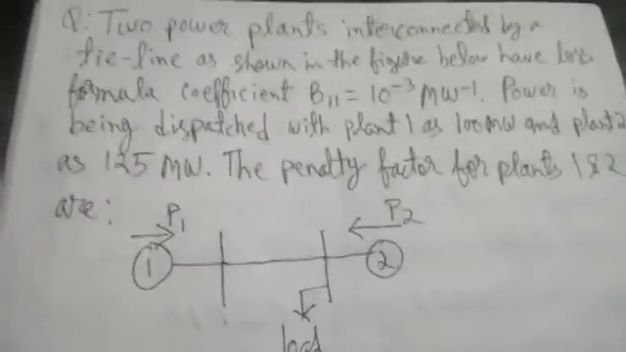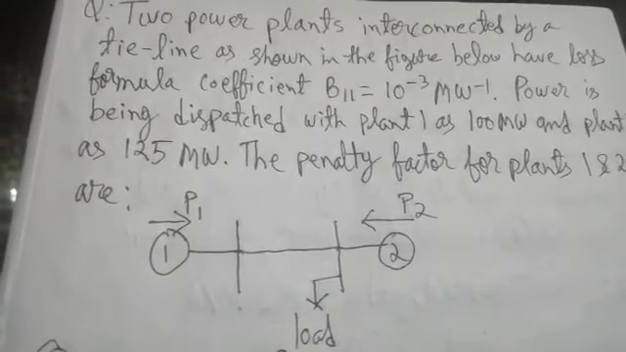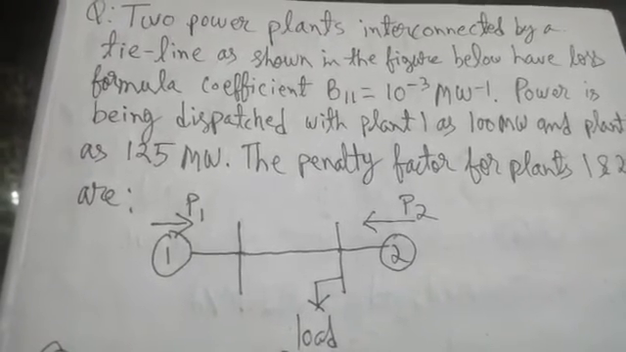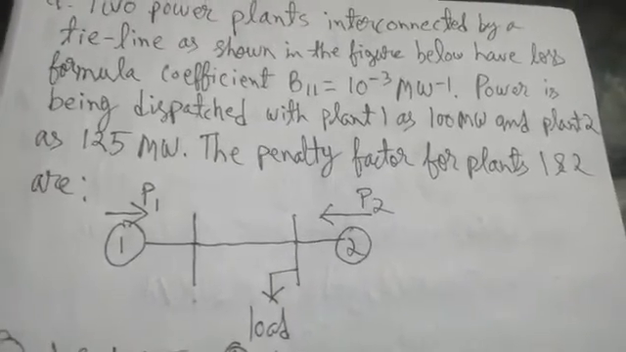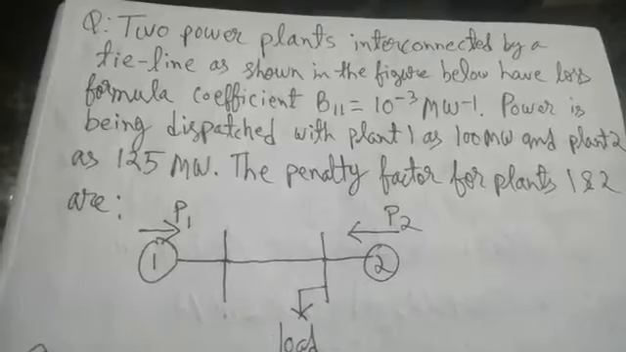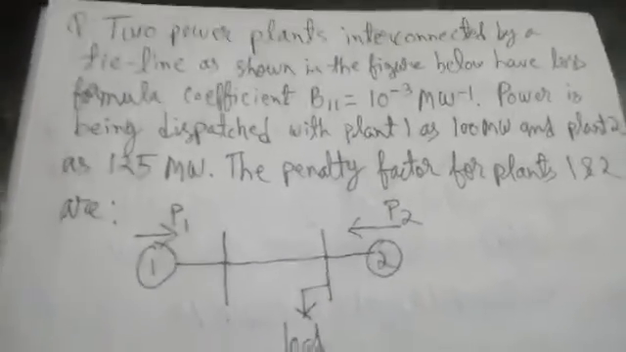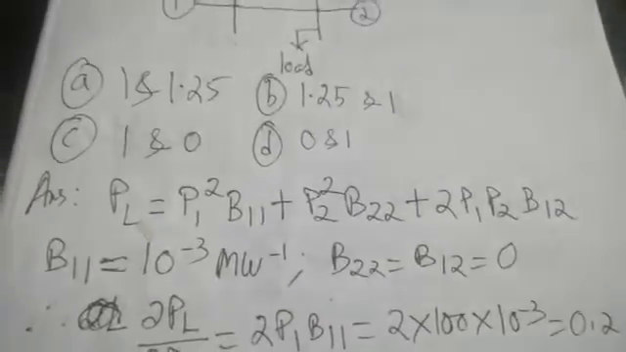And the figure is: generator 1 is supplying power P1 to a bus, so that bus will be numbered as bus number 1. Then we have generator 2, which is supplying power P2 to another bus, so definitely that bus will be numbered as bus 2. And at bus 2, a load is connected. So what should be our first step? Our first step should be to find out the power transmission loss.